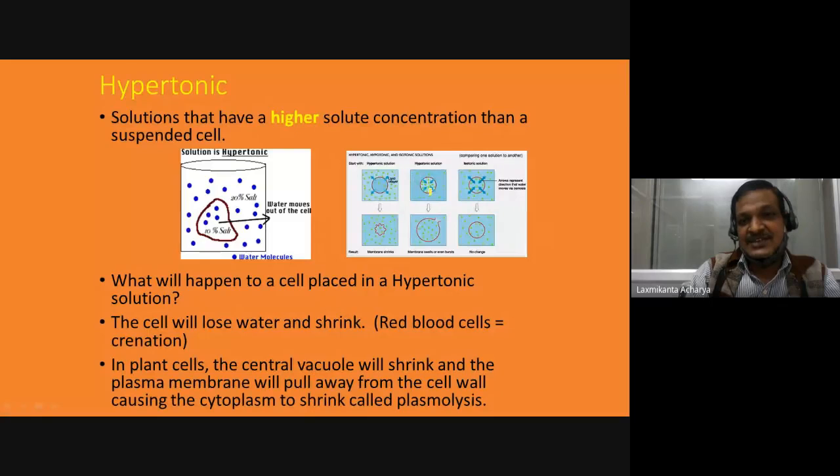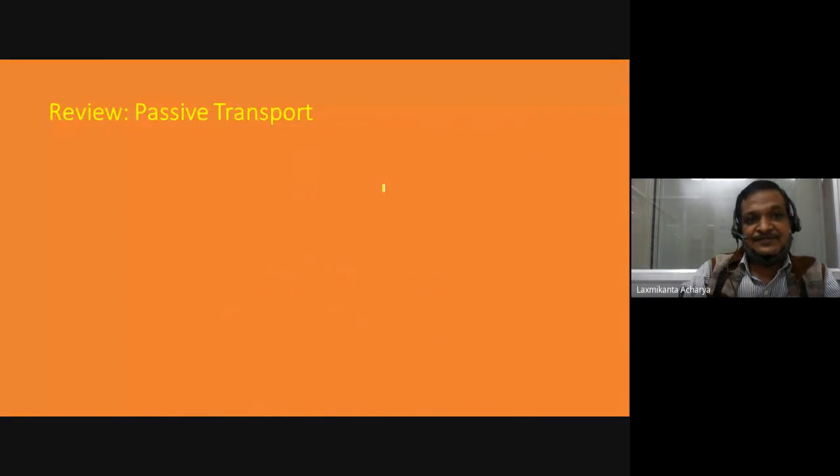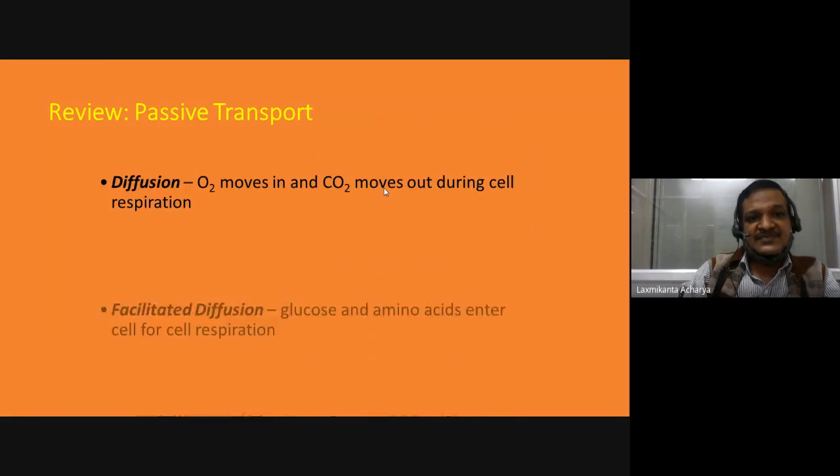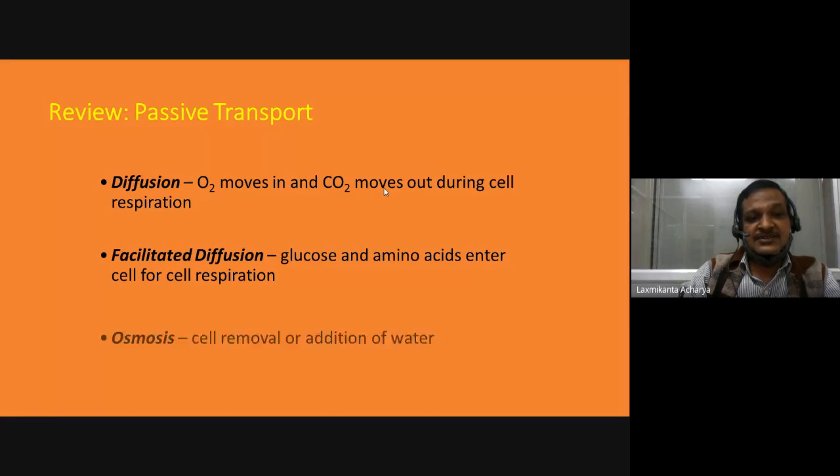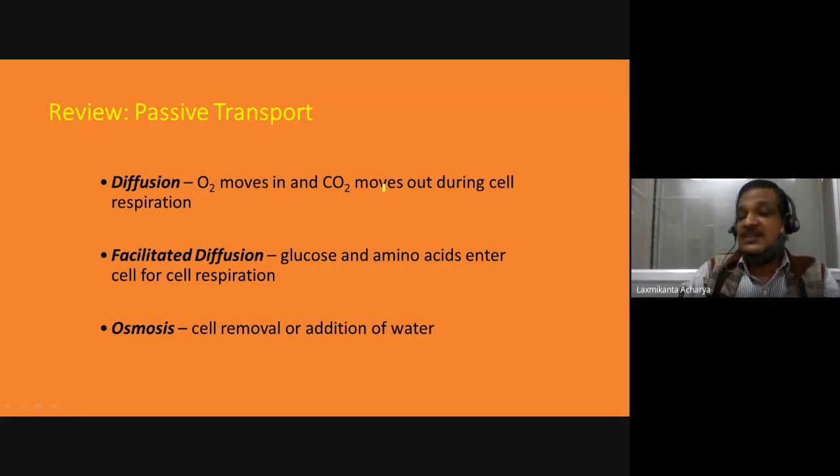So this is hypotonic, where the water is coming inside the cell and the cell size is increasing, and ultimately there is a burst of the cell, and here the cell is shrinking. Okay, the concentration outside is more than that inside the cell, so the water is coming out of the cell. Okay, so there are three kinds of passive transport, that is diffusion, facilitated diffusion, and osmosis.